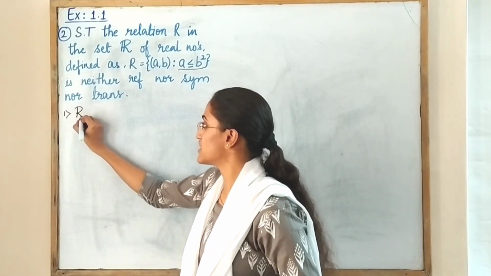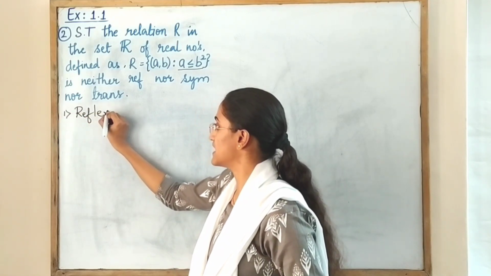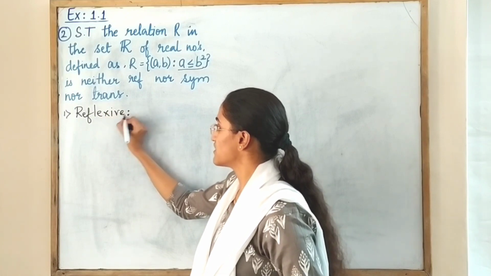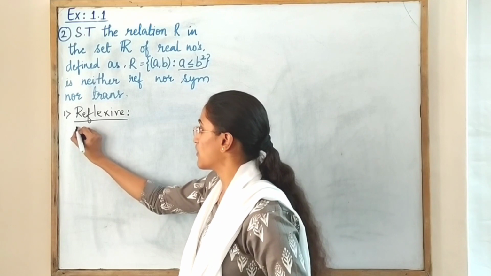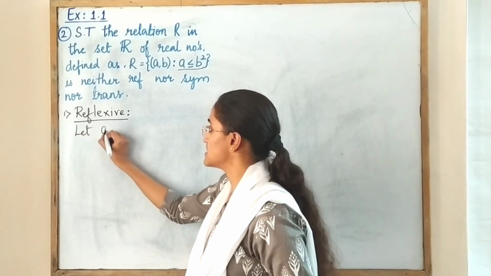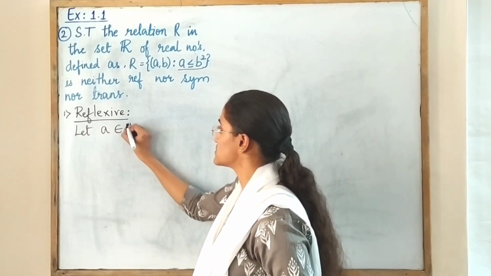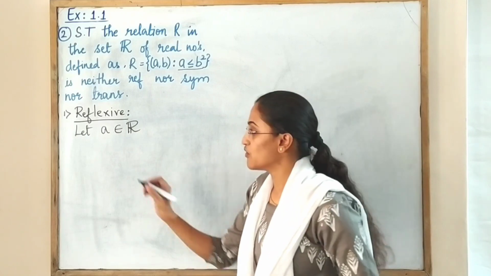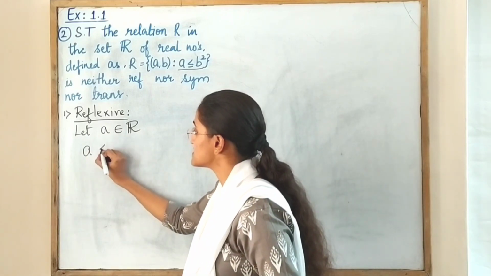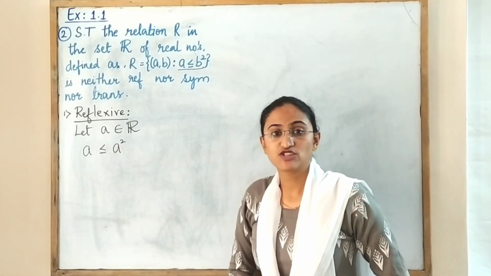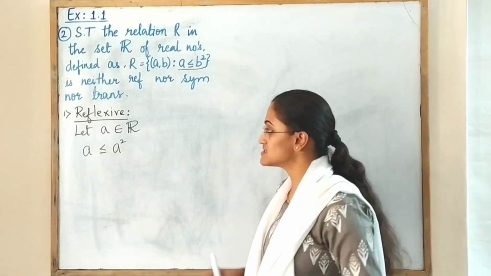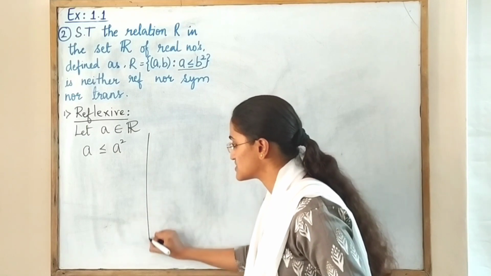The first one, the reflexive relation. For the reflexive relation, you need to select one single element. I am choosing one element A which belongs to the real number set. Now, whether A is less than or equal to A square for every element of the set of real numbers, we shall now check with a small example.